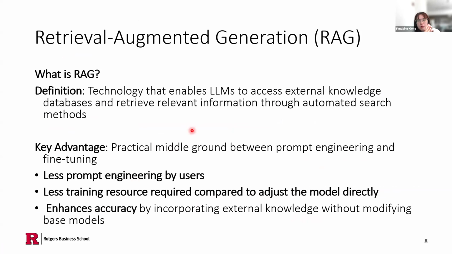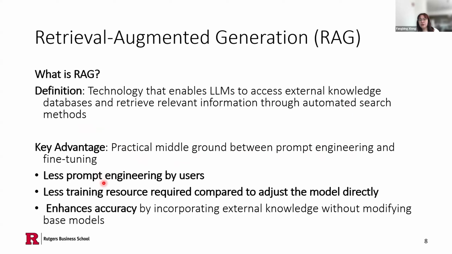Now I'm going to talk a little bit about the technology details of RAG, Retrieval-Augmented Generation. What is RAG? RAG is a technology that enables a large language model to access an external knowledge database and retrieve relevant information through automated search methods. The key advantage of it is a practical middle ground between prompt engineering and fine-tuning.